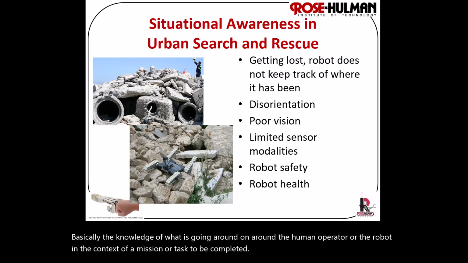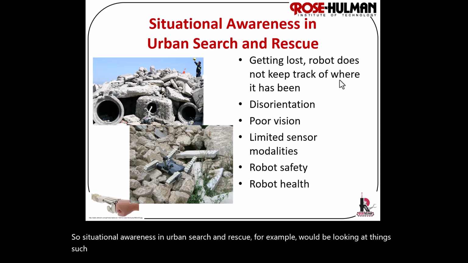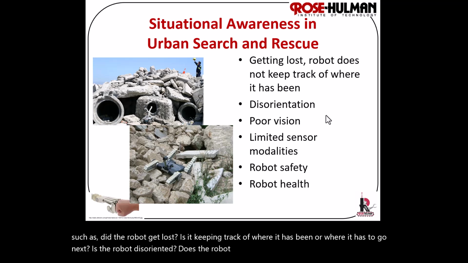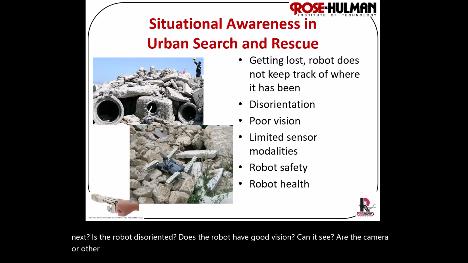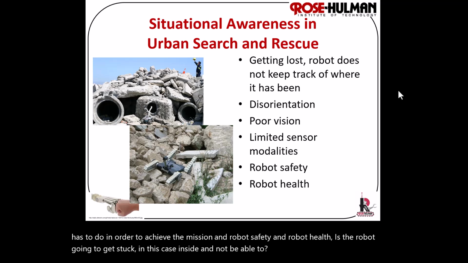So situational awareness in urban search and rescue, for example, would be looking at things such as: did the robot get lost? Is it keeping track of where it has been or where it has to go next? Is the robot disoriented? Does the robot have good vision? Can it see? Are the camera or other sensors occluded or blocked? Are there limited sensor modalities for what the robot has to do in order to achieve the mission? And robot safety and robot health. Is the robot going to get stuck, in this case inside, and not be able to navigate out from some kind of failure?